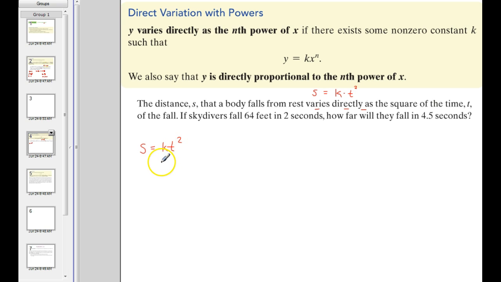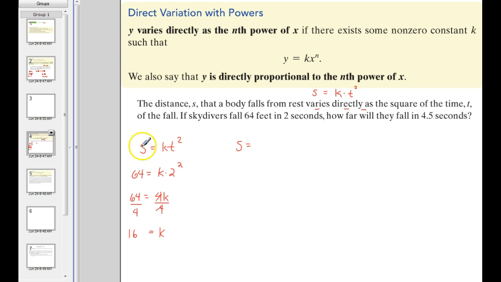And then we have the same type of info that we had before. If they fall 64 feet, that's a distance unit, so 64 equals k times, in 2 seconds, 2 squared. How far will they fall in 4.5 seconds? Well, before we can do that, we've got to figure out what k is. So 64 equals 2 squared is 4, so 4k. Divide both sides by 4. We get k is equal to 16.